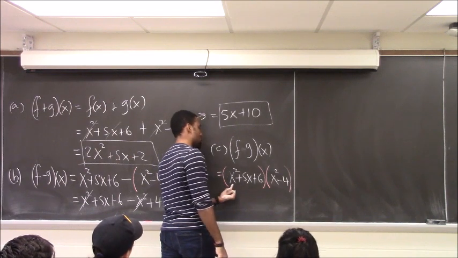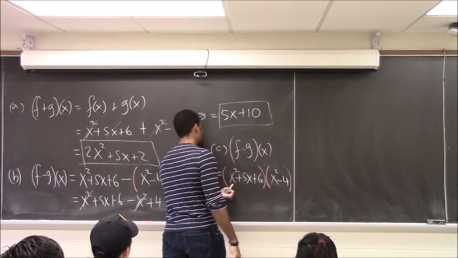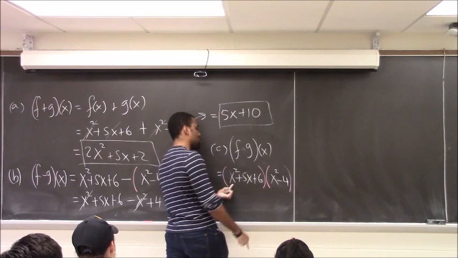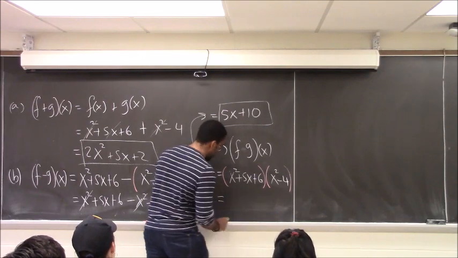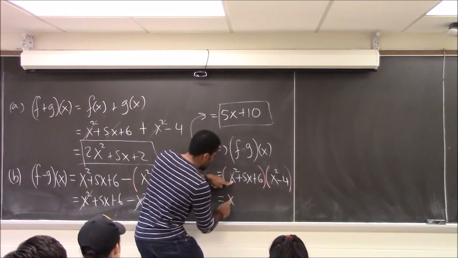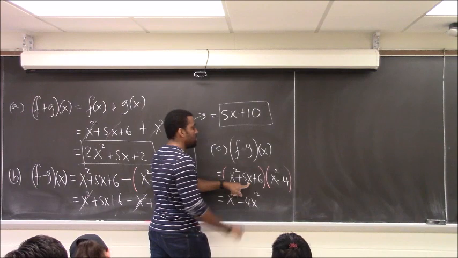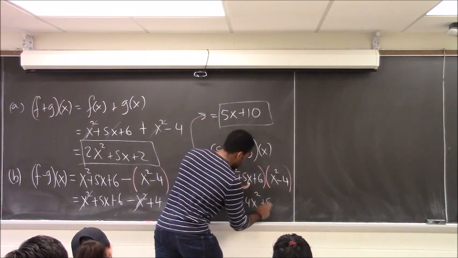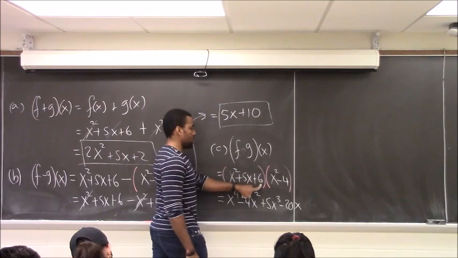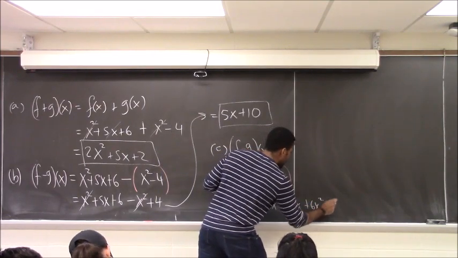Right, you take each term here, multiply each term there, and then you combine like terms at the end. Now, in taking each term and multiplying out each term, the laws of exponents will take effect. So I'm going to take the x squared, multiply these two. So that would be x to the 4th minus 4x squared. Then I'm going to take the 5x, multiply those two. That's going to be 5x cubed minus 20x. Then I'm going to take the 6, multiply everybody. That's going to be plus 6x squared minus 24.